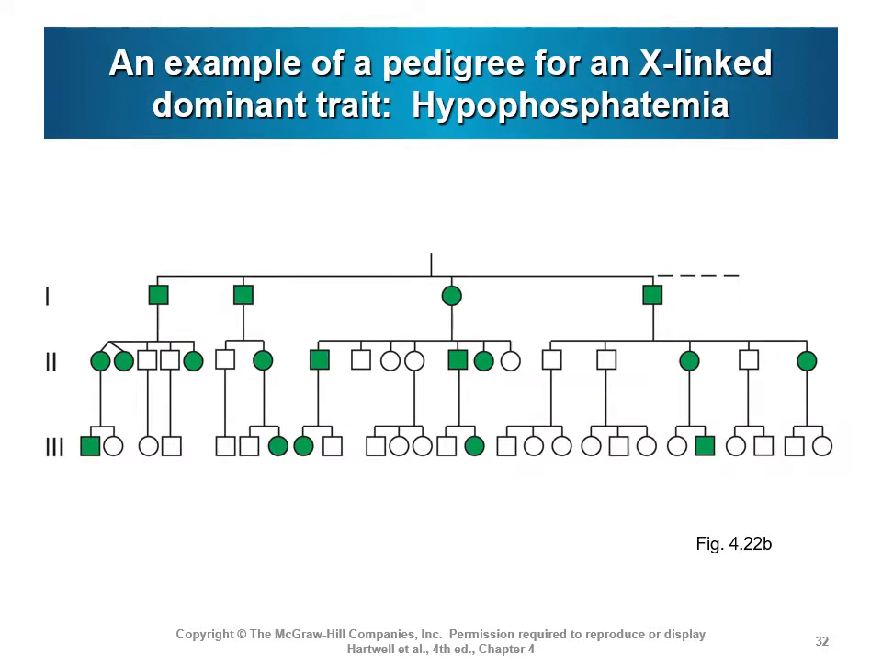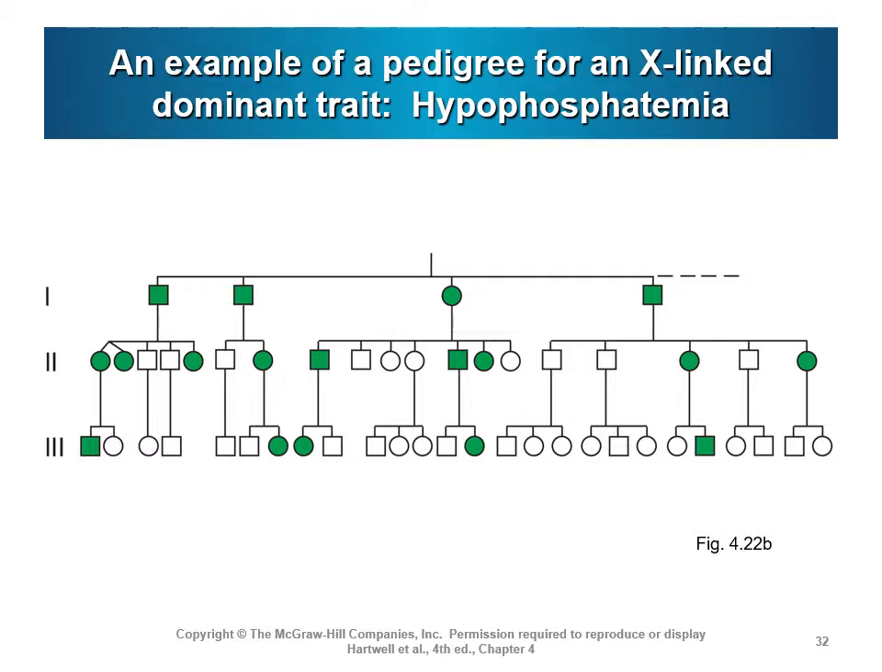Here is another interesting example of a pedigree, for an X-linked dominant trait, hypophosphatemia. On the schematic, the squares are males and the circles are females. Let's separate these two cases and discuss them separately. For a male, if the male has it, his female offspring will have it 100%, and male offspring will not have it 100%.